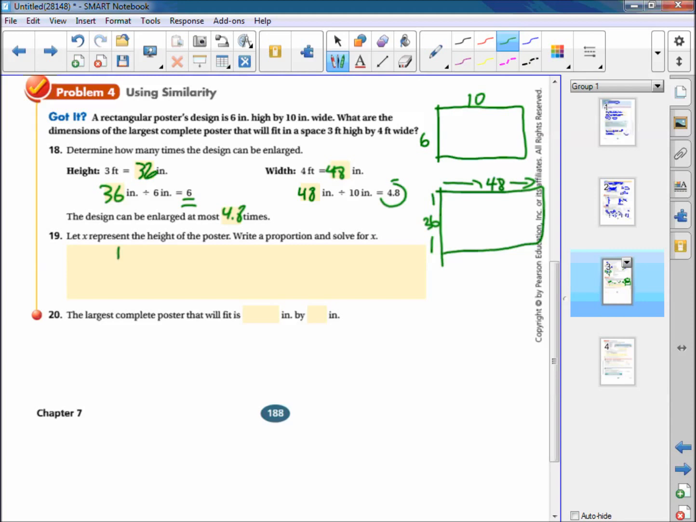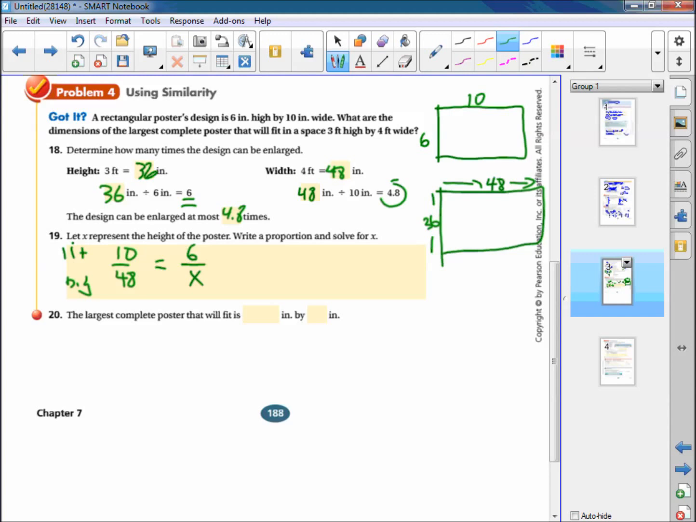So we could do 10 to 48. This is the little to the big again. And let's see, we get 6 here. So the up and down little one, so we don't know the up and down big one. That's the one we're going to have to solve for.